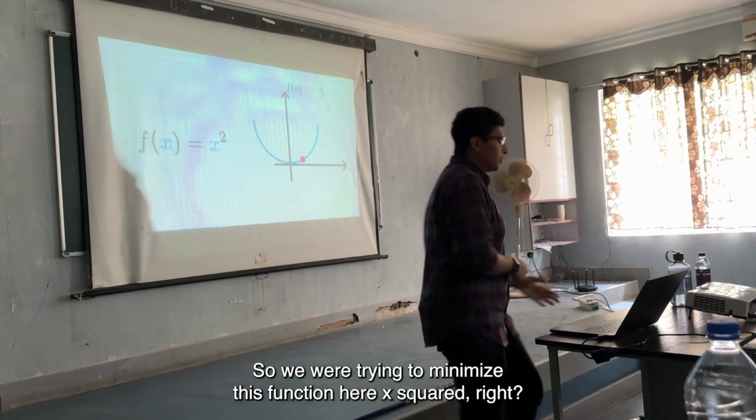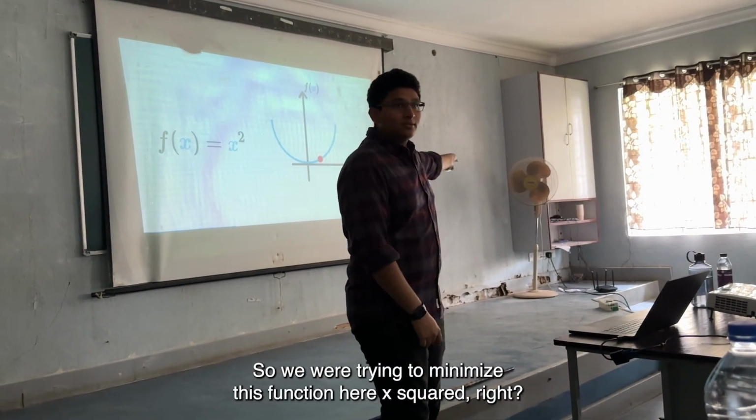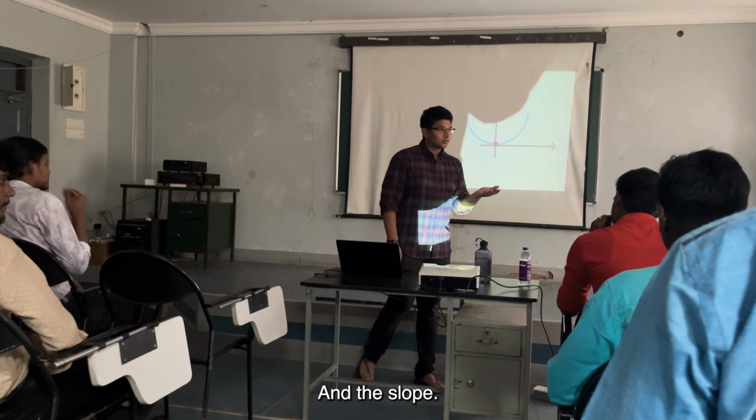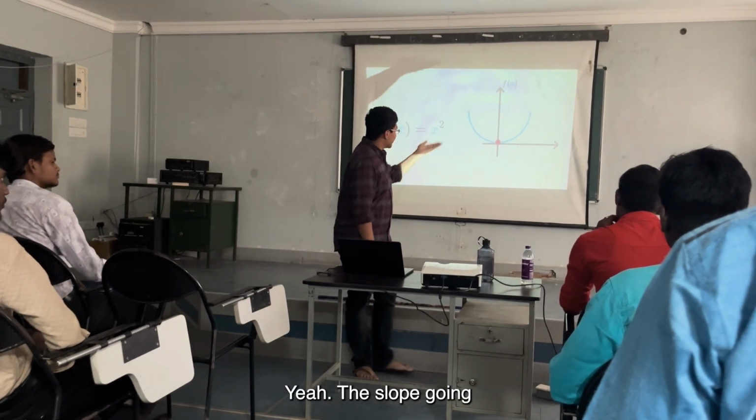So where are we at? We were trying to minimize this function here, x squared. You said that the minimum is right there, right at the bottom. And I agree with you. Yes, the minimum is right there. And I have a question. How did you know that the minimum was there? Yeah, it's the lowest point. The slope? Yeah, the slope right there.